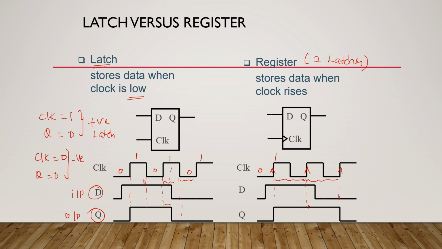So register means edge triggered, whereas latch means level triggered, right? The main difference here is that as long as the clock is 1 or as long as it is 0, whatever the input changes, the same is copied at the output side, and then it is called a latch. Register means it copies the data only at the rising edge or falling edge. Okay. So a register can be constructed by using two latches. I hope everyone is clear on this.